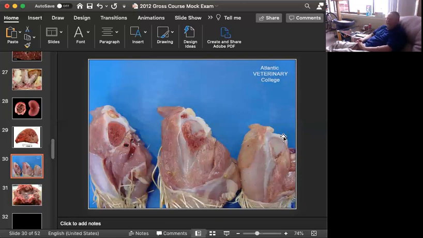The morphologic diagnosis that I like for this one is retained physeal cartilage core with excessive zone of hypertrophy. Okay, that gives you the morphology. It sounds so much better than just saying chondrodysplasia.